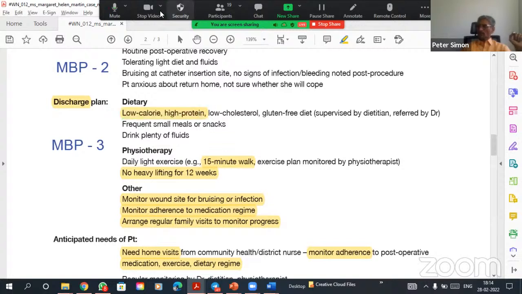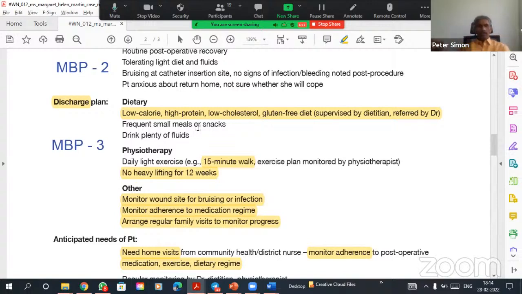All these things are there. Low calorie food. Okay, low calorie, high protein, low cholesterol, gluten-free diet, supervised by dietitian, referred by doctor. Frequent small meals. Don't eat too much in three times, but hourly you can give little, small meals. More number of times and less quantity.